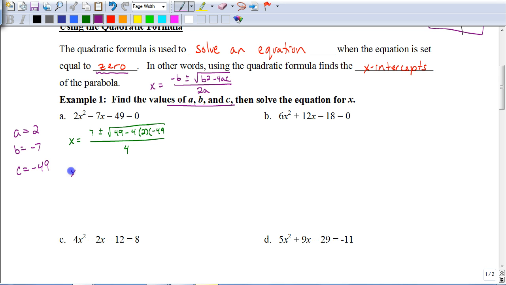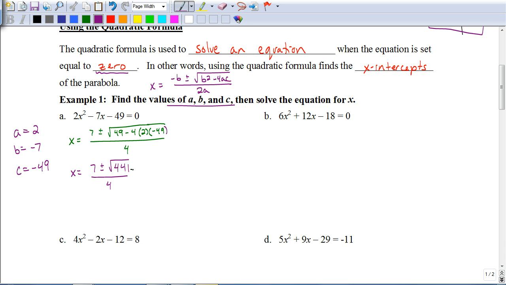Now, again, do this exactly as I'm doing in this video. We don't want to plug the whole thing into our calculator. We're going to take this piece by piece. So the 7 plus or minus, I'm going to leave that alone for right now. What I'm going to do is simplify what's under the radical, because that radical is like a grouping symbol, so I'm going to do inside of that first. So when I take on my calculator 49 minus 4 times 2 times negative 49, when I type that into my calculator, I get 441 as my answer.